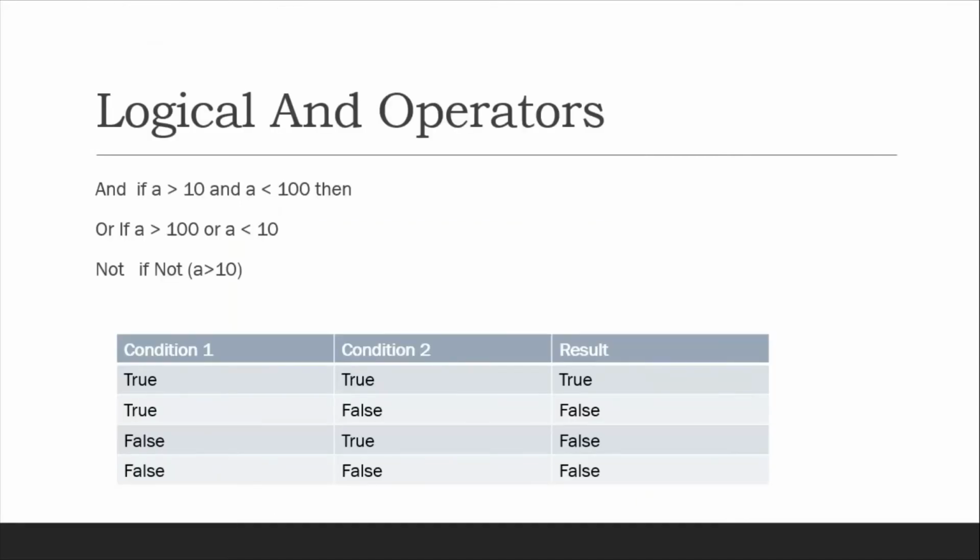Now we'll talk about logical operators. There are various operators like and, or, and not. Fine. There are 3 operators: and, or, and not. Right now we have checked one condition: if a is greater than 10. Suppose we want to check 2 conditions. If name is Saurabh and location is Jaipur, then do something.